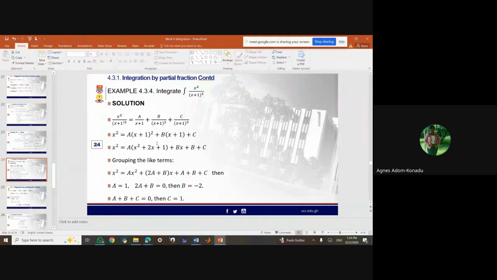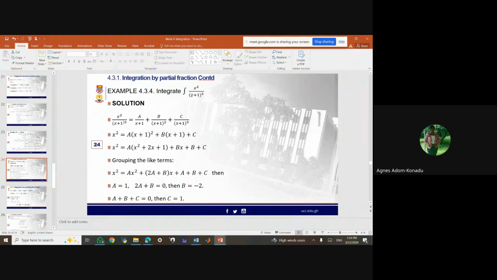So we have another one here. We want to integrate s to the power 2 over x plus 1 to the power 3. So degree of numerator to degree of denominator 3. So we can go ahead and then integrate. This has repeated roots.